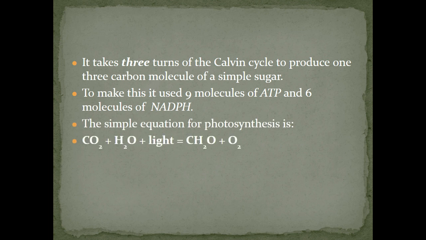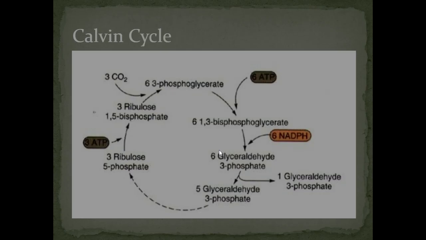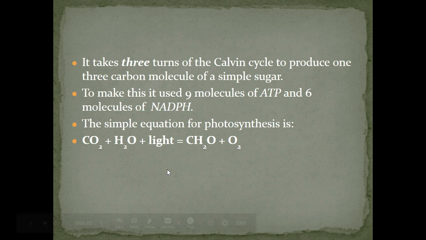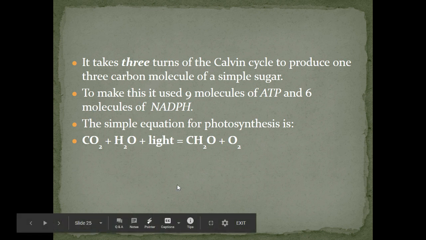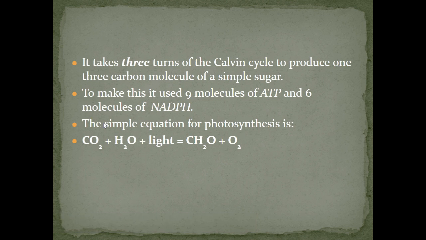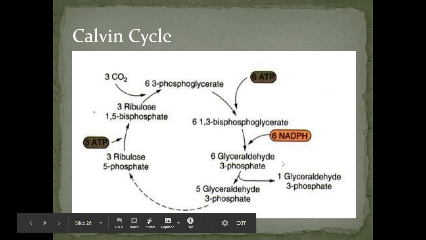So this is our equation for photosynthesis. You take CO2, H2O, and light energy to create glucose and oxygen. We talk about this process in chemistry as well, but it is much simpler because we break everything down to this. And there's your Calvin cycle.